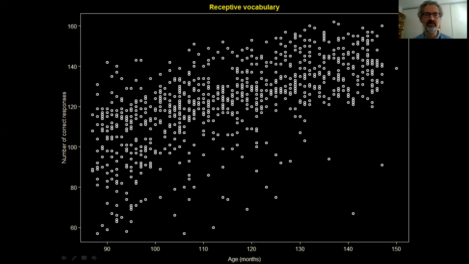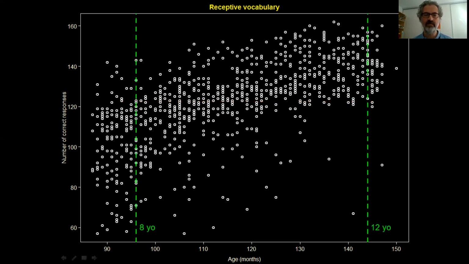If you have to guess the vocabulary of a child, a random child, about which you know nothing, then your best guess would be the mean vocabulary score, which is about 122. And that should be your answer, because that would minimize your error. That would minimize your long-term distance from the correct answer, how far off you'd get. So this would be your best bet. However, if you knew the age, then your prediction should be different.